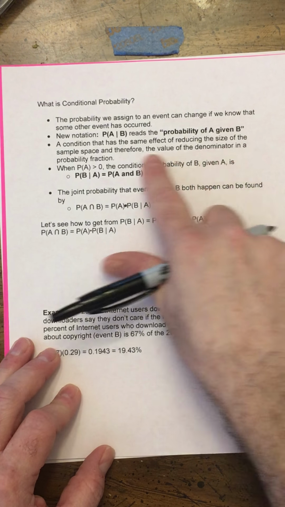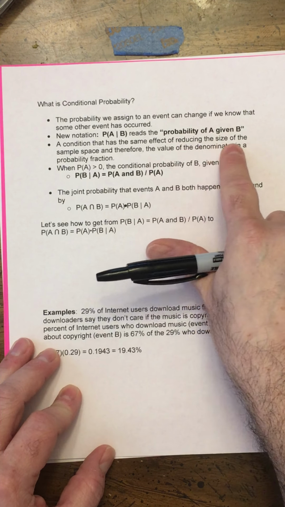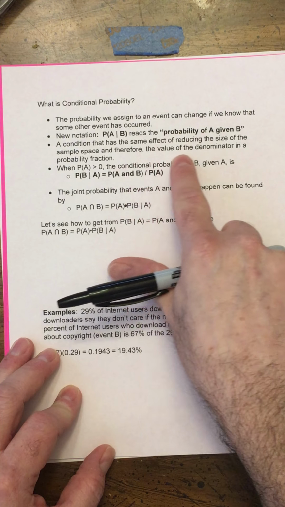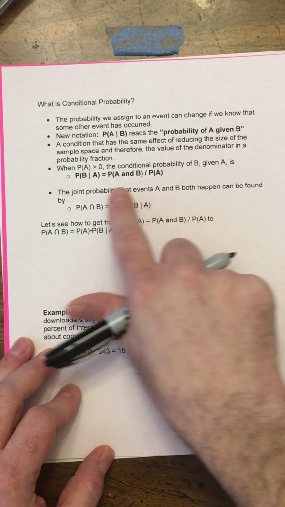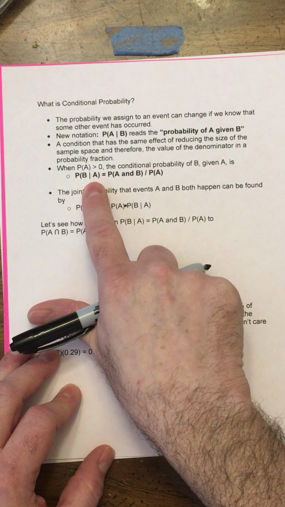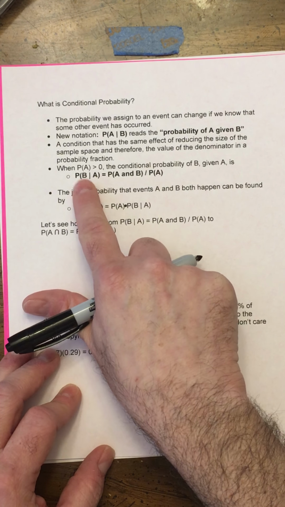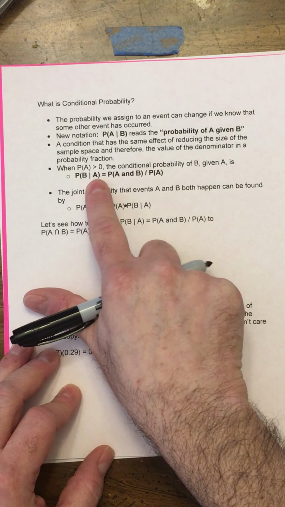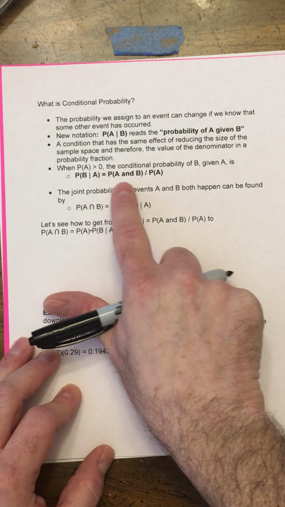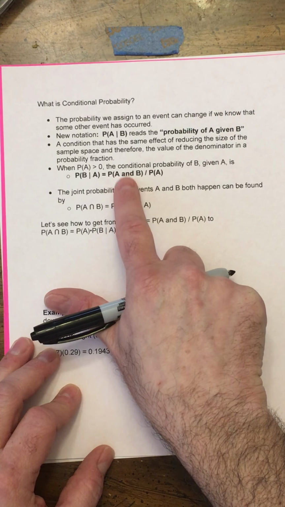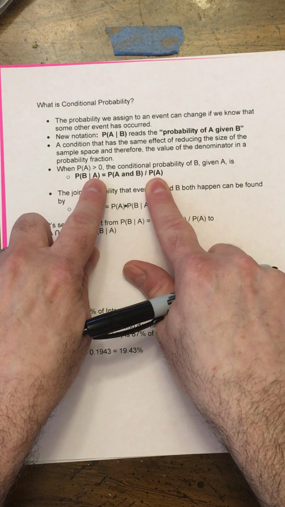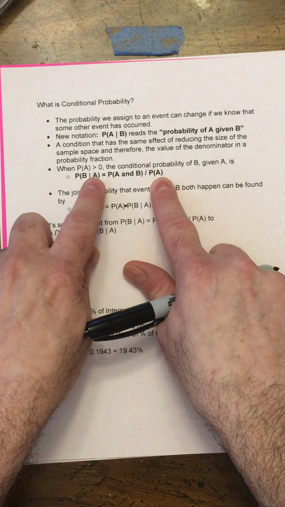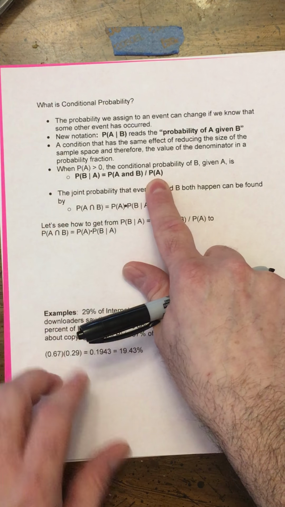A condition has the effect of reducing the size of the sample space, and therefore the value of the denominator in the probability fraction. We're going to take a look at examples of that. Here's how we figure out conditional probability, or at least one way. The probability that B occurs, given that A has already occurred, is the probability that both things have occurred divided by the probability that A has occurred. The thing that has occurred already will be in the denominator.